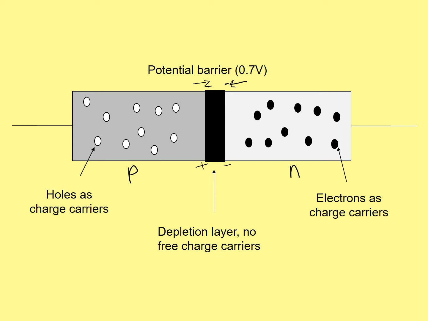And within that potential barrier, because the electrons and holes have combined, there are no free charge carriers. We can think of the potential barrier of 0.7 volts being equivalent to the amount of energy needed for an electron to get from the n-type into the p-type.